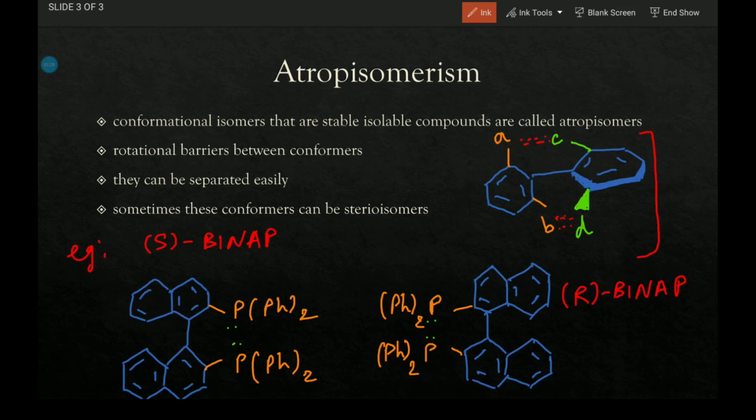And thus it becomes virtually impossible to show any rotation about the single bond. You need to apply a lot of heat, lot of pressure and lot of temperature to break these bonds and make the rotation possible. But in that the compound may be decomposed. There may be some other changes that you can see. And similar is the case with R-BINAP. So these two compounds are virtually different, like the optical isomers that we know of.